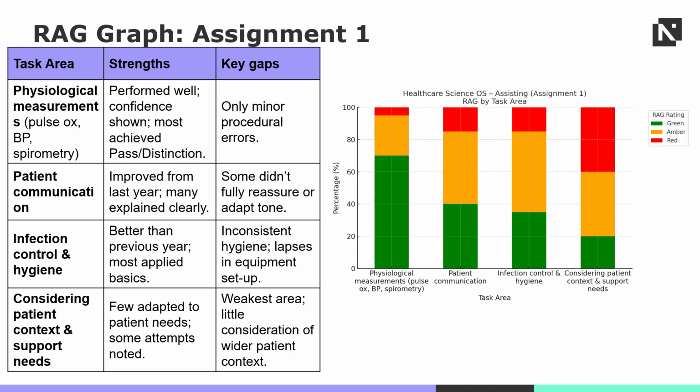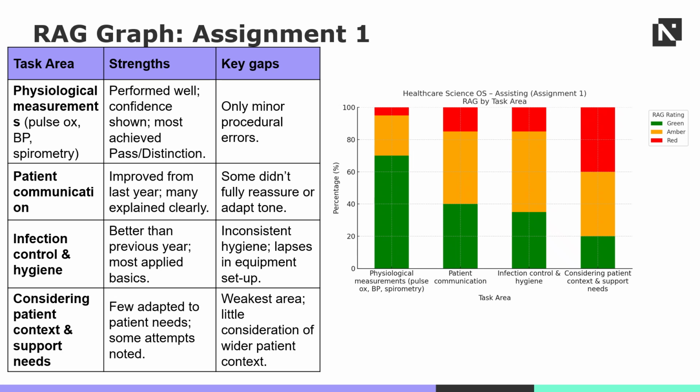However, both remain inconsistent. Some students still don't explain procedures clearly enough or fail to ensure the patient was fully comfortable. Similarly, hygiene was sometimes overlooked, particularly in equipment setup or during transitions between tasks. The biggest area of weakness was contextualization. Many students didn't take account of patient-related factors such as additional needs or support requirements. This limited their ability to show a higher level application.